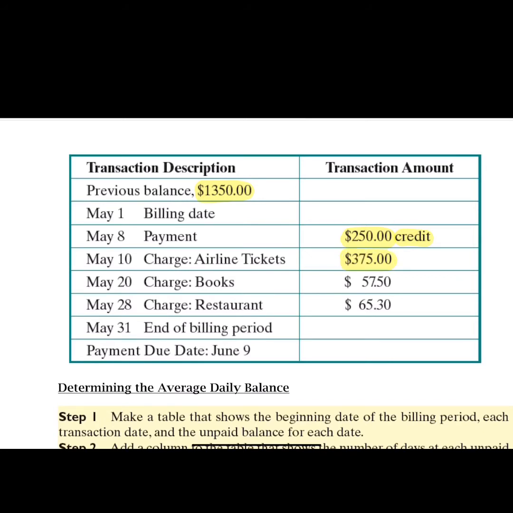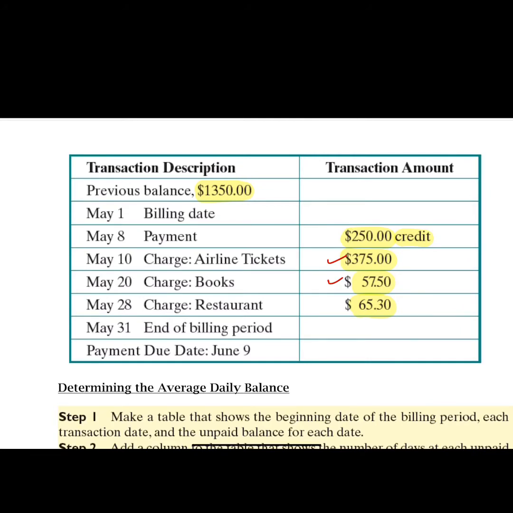And then probably he's bored in the airplane. He wants to go ahead and buy books. He makes a charge of $57.50. So he's swiping his card for $375, $57.50. Of course, he or she is going to get hungry. So probably they will go ahead and eat at a restaurant. So that's $65.30. And then there is no charge. They don't make a charge until May 31st.